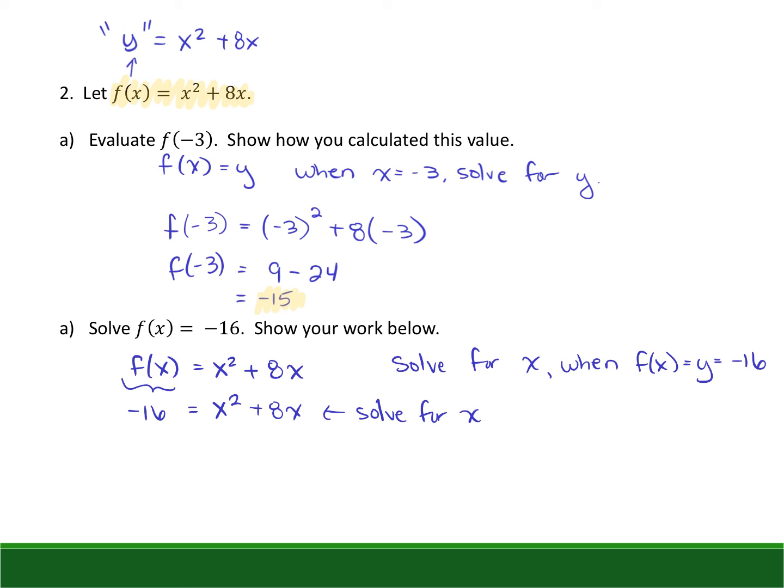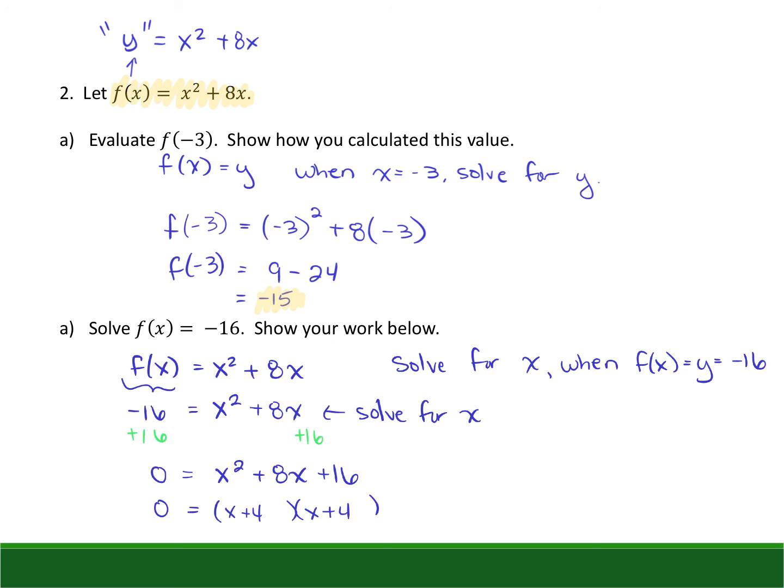So to solve for x here, I'm going to add 16 to both sides. And that's going to give me 0 on the left, and on the right here, I've got a polynomial that's quadratic. So what we're going to have to do here is some factoring. So we're going to break down x squared plus 8x plus 16 into two factors, and this breaks down into x plus 4 and x plus 4.